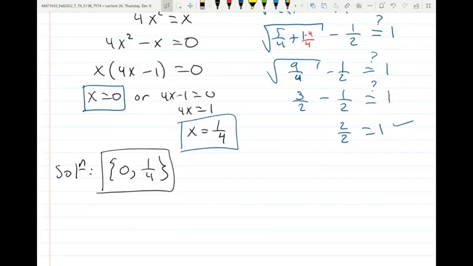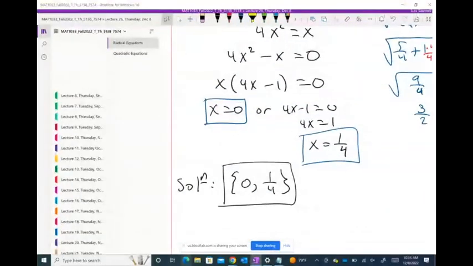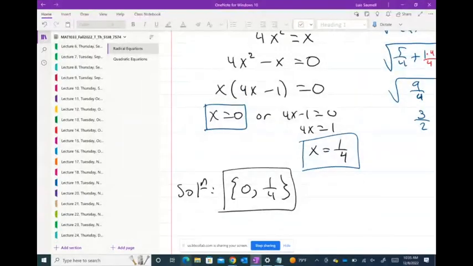Are you okay with this? All right. So those are radical equations. And then, by the way, what I'm about to say now, that would be the first thing that you're going to start doing in college algebra.